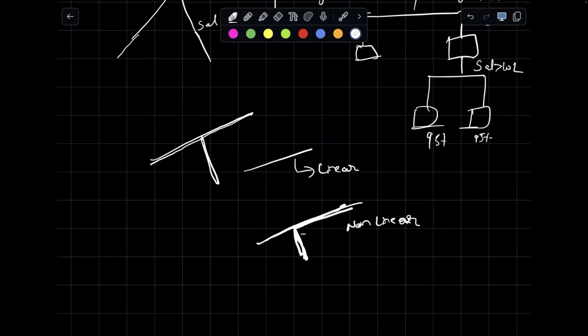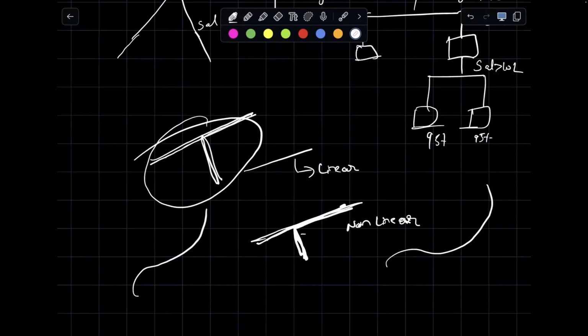Anything other than this is not a straight line. This diagram is not a straight line, right? It is like a T structure. For example, this is also nonlinear, because it's not a straight line. Simple. Only this is linear. Anything other than that is nonlinear.